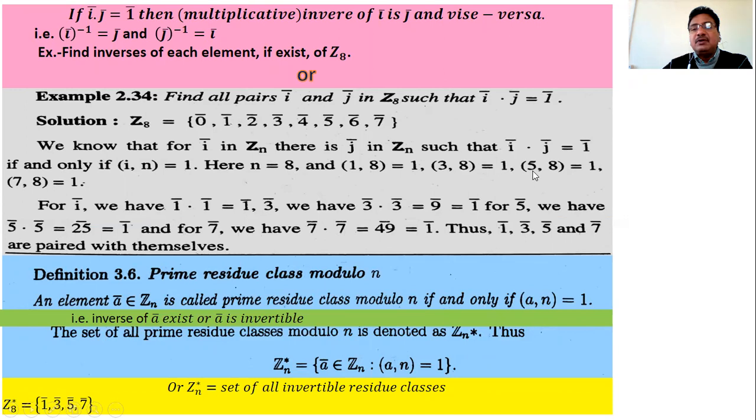And the inverse of 7 bar is what? 7 bar times 7 bar is 49 bar, which is equal to 1 bar in Z8, since if you divide 49 by 8, the remainder is 1. So 1, 3, 5, 7 are paired with themselves, that is, the pairs such that I bar times J bar is 1 bar. So the pairs are 1 bar, 1 bar; 3 bar, 3 bar; 5 bar, 5 bar; and 7 bar, 7 bar. So either draw the table or use the theorem. The theorem is that the inverse of I bar exists in Zn if the greatest common divisor of I and N is 1. That is the previous theorem.